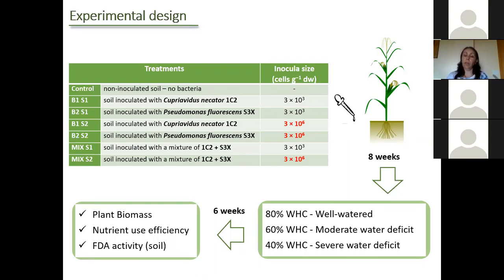So we have the control treatment, which was 80% of water holding capacity, and we consider that here plants are well watered. Then 60%, which corresponds to the moderate water deficit, and 40%, which corresponds to the severe water deficit. And after 6 weeks, we analyzed the plant biomass, nutrient use efficiency, and also the fluorescein diacetate (FDA) activity in the soil.